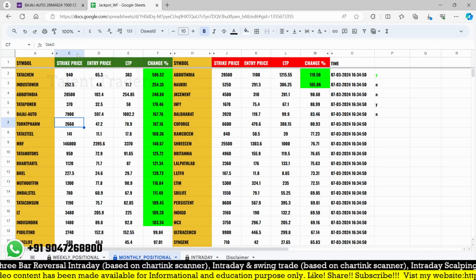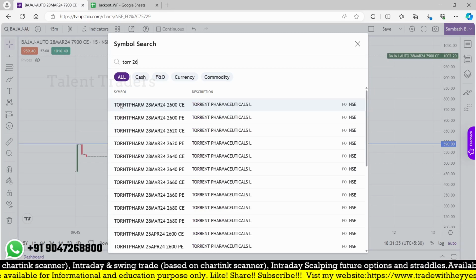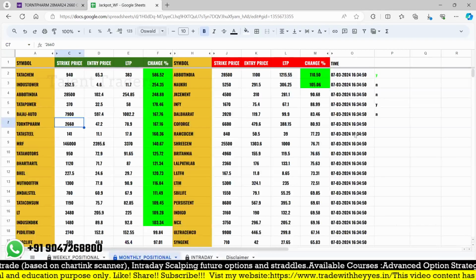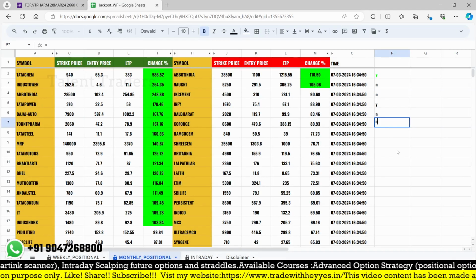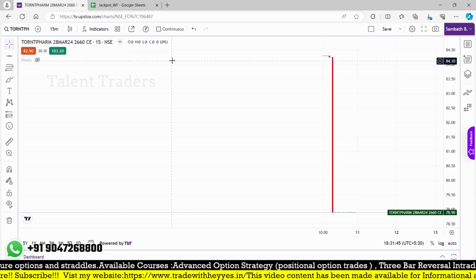And Torrent Pharma 2660 call option, 47. Here also there is no liquidity, so I'm marking it a no. So among these we have to filter out. Tata Steel has already achieved our target, for those who were watching.